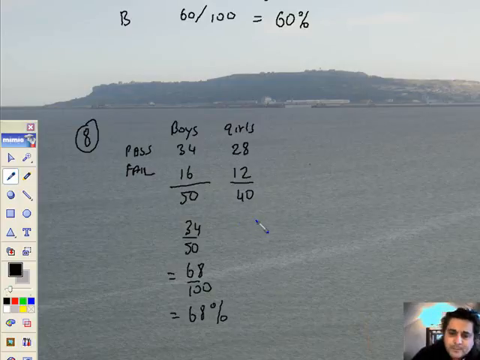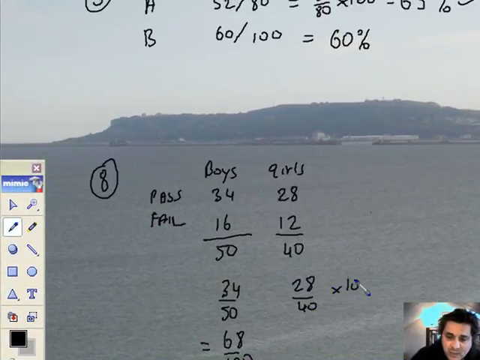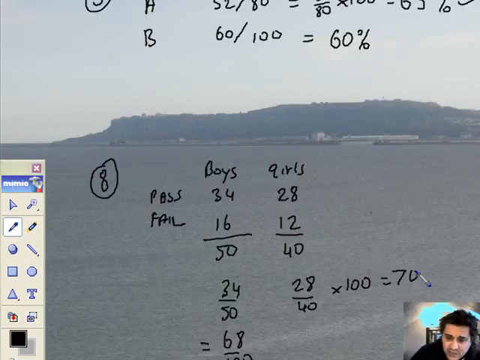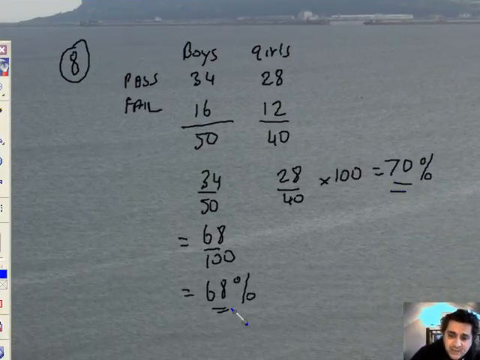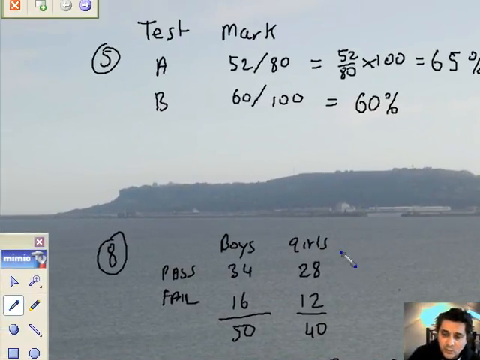Now let's do the girls who passed. It's going to be 28 over 40, just multiply by 100. I'm not going to do that in my head, so here I go. 28 divided by 40 times 100. Oh, I could have done it, it's only 70%. So in percentage terms, our girls did better in passing their cycling test. 70 beats 68, girls beat boys on this occasion. Well done, girls. Have a couple of ticks from me.